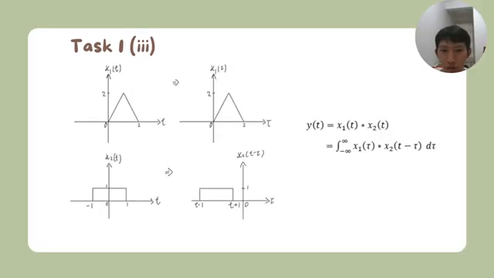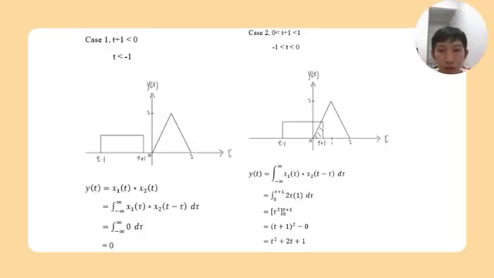For task 1 part 3, we need to calculate yt using the convolution operation. First, we replace the t in s1t by tau and replace the t in s2t by t minus tau. Then we calculate yt using the formula. For case 1, we consider that t plus 1 is less than 0, so t is less than -1. Since there is no overlapping between the two signals, yt is equal to 0.